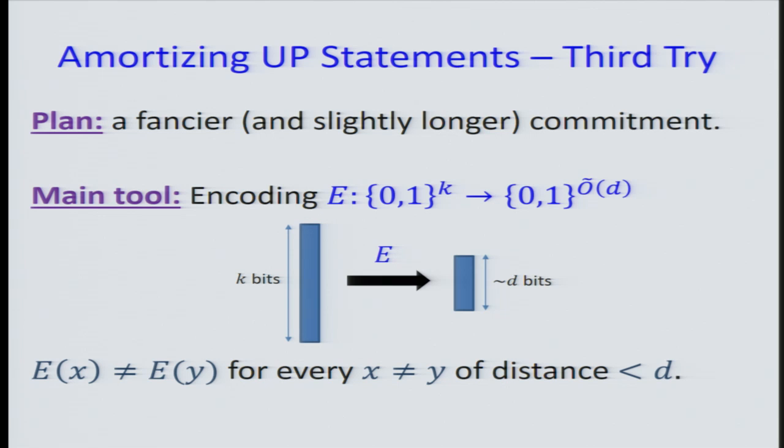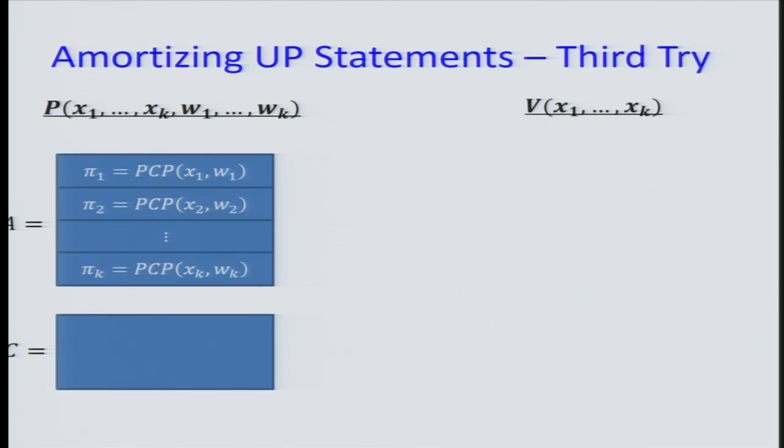OK? And it's not difficult to construct these types of things from error correcting codes. In particular, if you take E to be a random linear map, you'll get this. But we can do this also deterministically. OK, so we want to use this more elaborate tool.